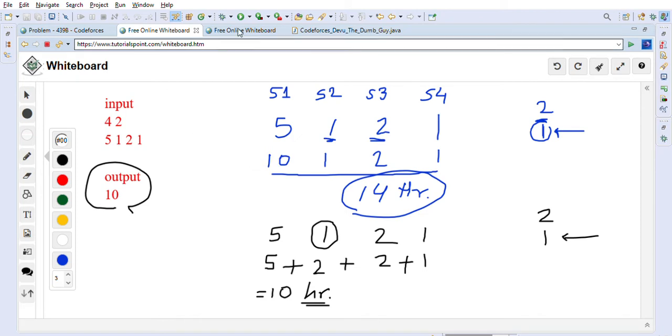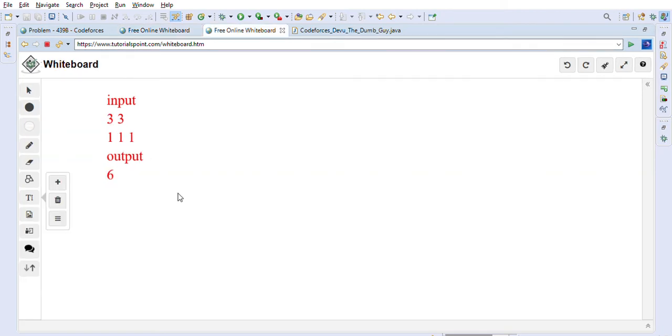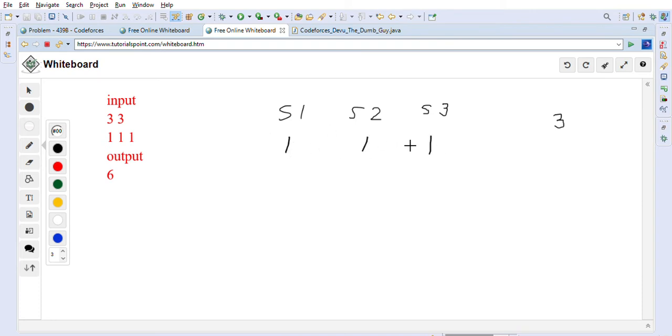Let's take another example here. So here they have given us 3 subjects, right? The total number of subjects is 3, and the initial learning capacity is 3. So subject 1, then subject 2, then subject 3. Each will require 1 hour, right? Sorry, this is one chapter. Each subject has one chapter in it.